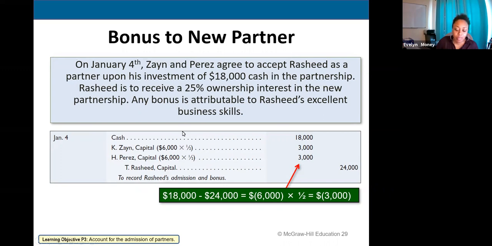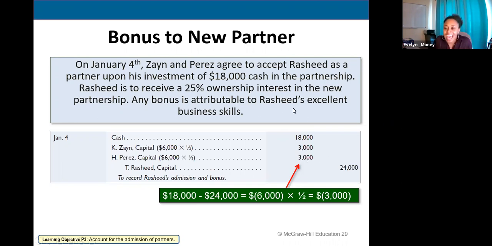So here is our entry. And whenever you're doing an entry like this, attack it with what you know. You know you're debiting cash for $18,000. You know $18,000 is coming into the business. You know you're crediting capital for 24. We just calculated that. The difference between that is $6,000, and we need more on the debit side.